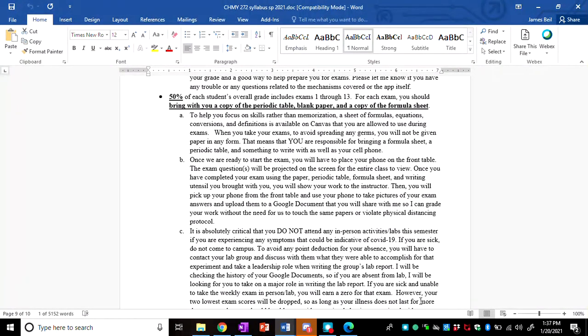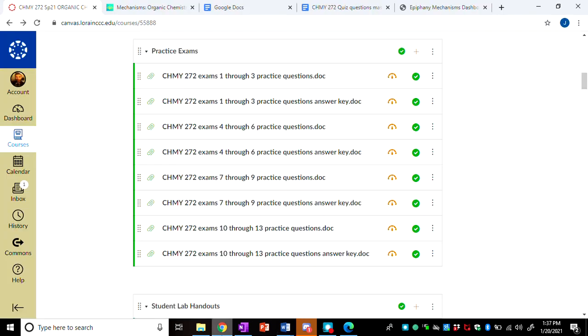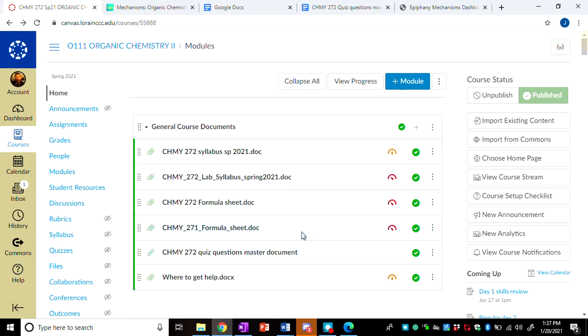Not a major change, but you can still use the formula sheets. Actually, this semester there are two formula sheets: the formula sheet from OChem 1 and now a new formula sheet for OChem 2. I recommend you print both of them. You're allowed to bring both to all the exams and use both during the exams.